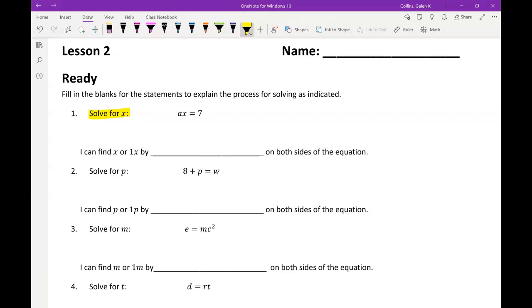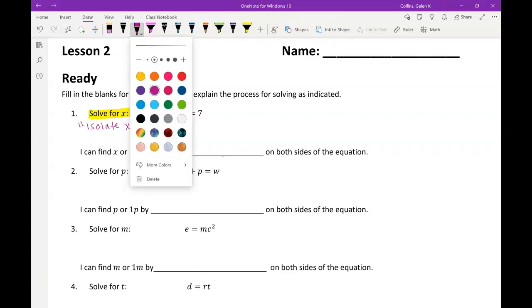Another way of thinking about this phrase, when it says solve for x, is that our goal is to isolate x, or 1x. So if I look at this equation, if I want to get x by itself, I need to undo what's being done to x.